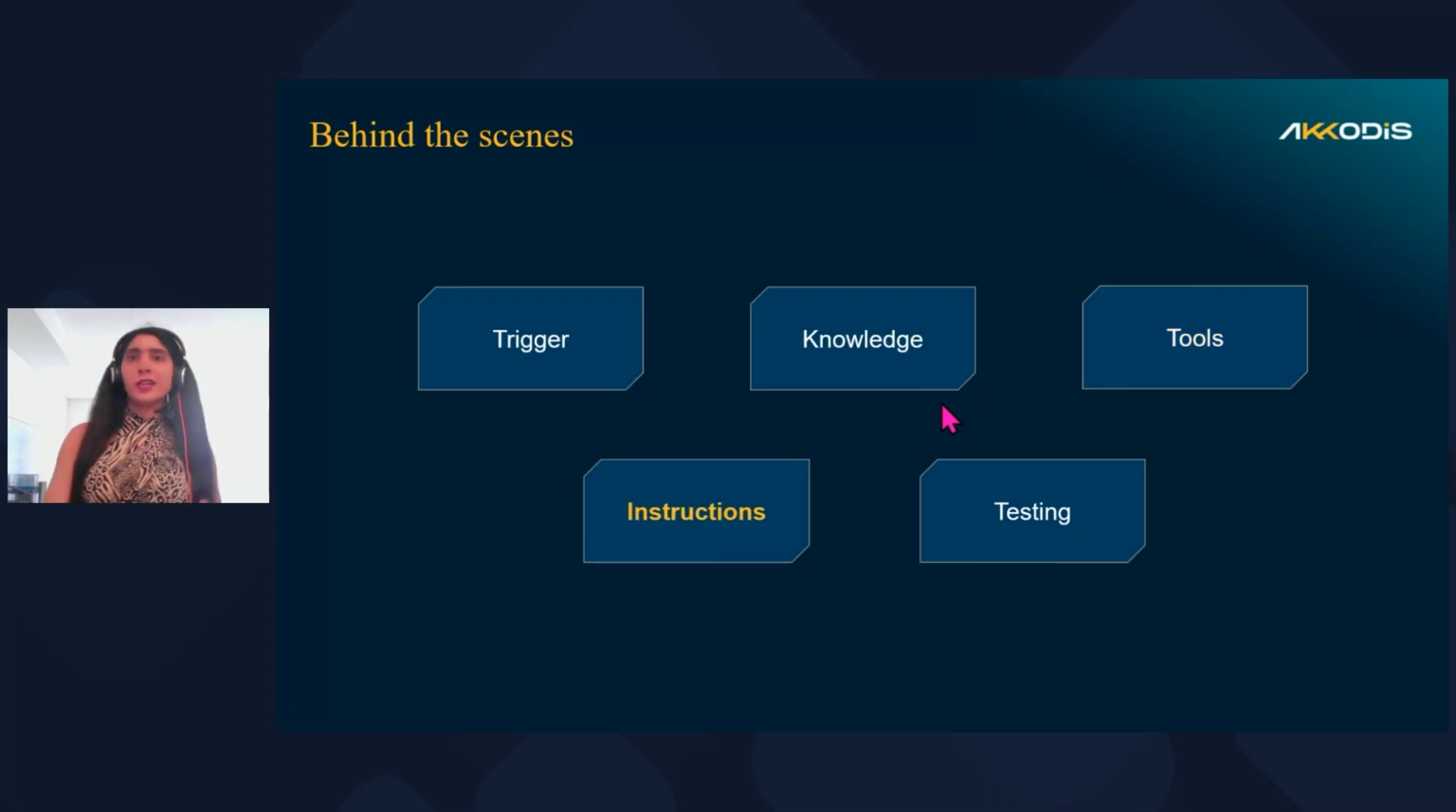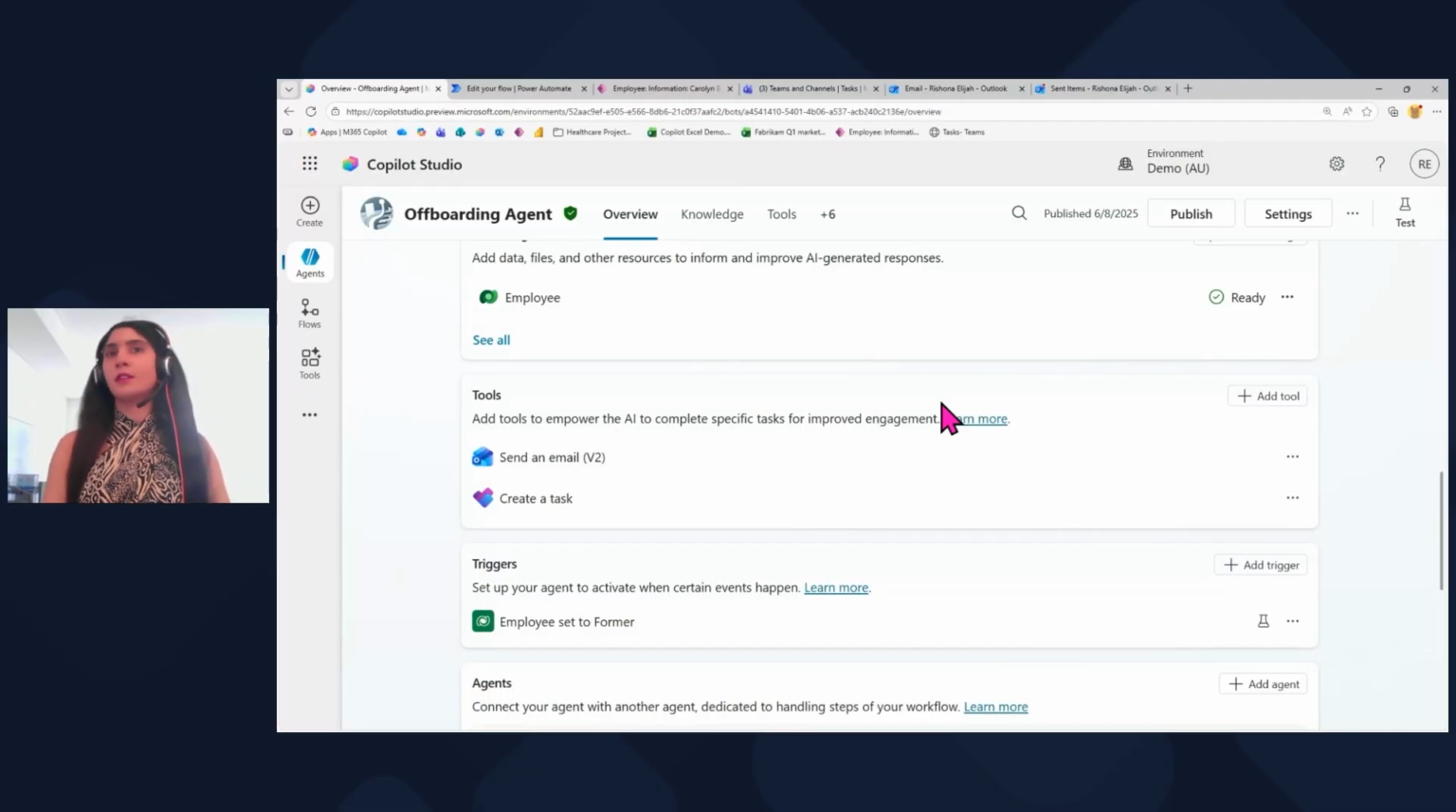Okay, so you've got your trigger, knowledge, tools. All we've really done at the moment is put this stuff into the agent, but we need to tell it how to use these things, how to use the trigger, how to use the knowledge, what those tools are going to do. So the instructions are really key to your agent. This is where you're giving it the kind of path it needs to take, the tone it should use, really what its purpose is. And it uses this so it knows how to perform.